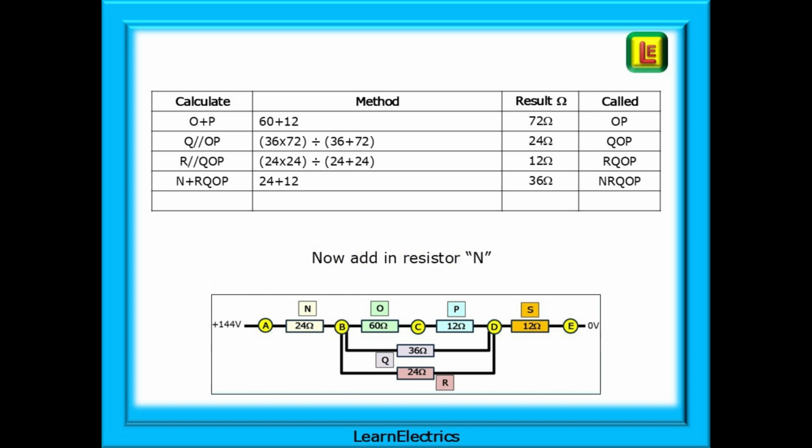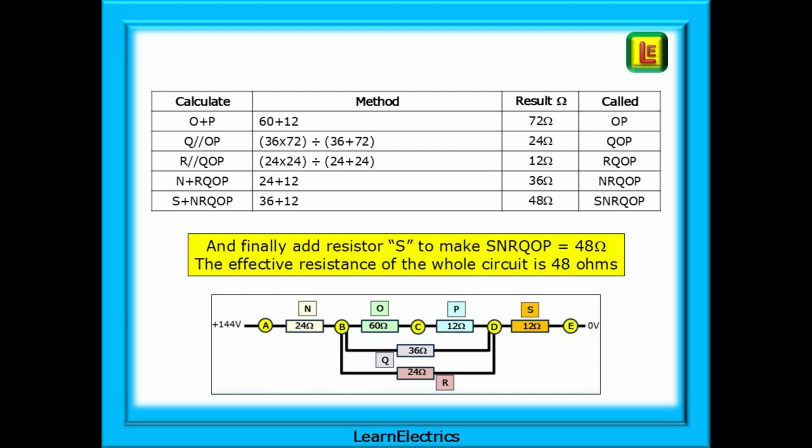Now add in resistor N to RQOP. They are in series, so we have N plus RQOP to give a value of 36 ohms and a label of NRQOP. And finally add resistor S to make SNRQOP equal to 48 ohms. The effective resistance of the whole circuit is therefore 48 ohms. And that is all the resistance calculations. Stay logical, stay in control, and it's easy with practice.